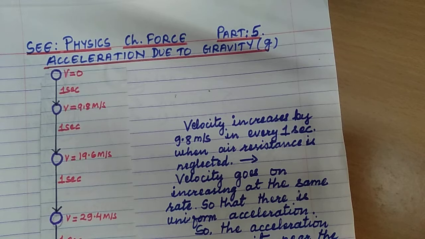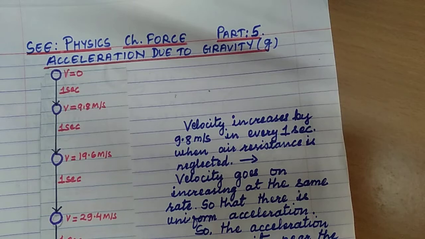Now, acceleration means when velocity of a body in motion increases. When velocity increases, that case is called acceleration. Sometimes it may decrease also, that is negative acceleration. Now velocity means speed in a particular direction. So when the speed of a moving body increases, that is called acceleration. Sometimes it may decrease, that is negative acceleration.